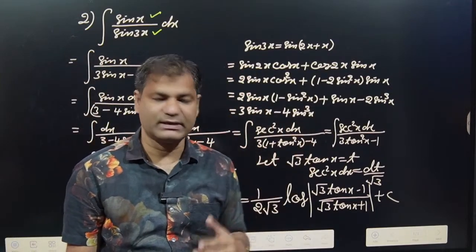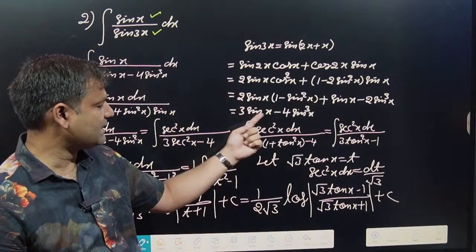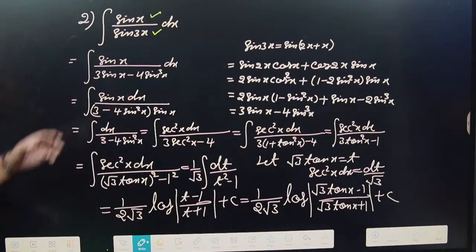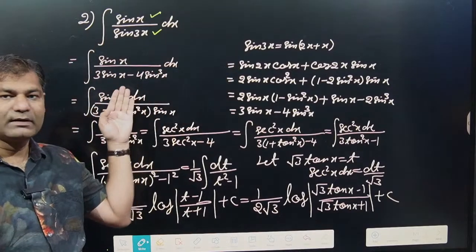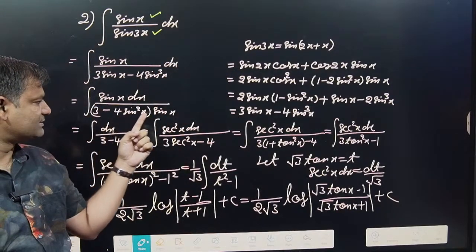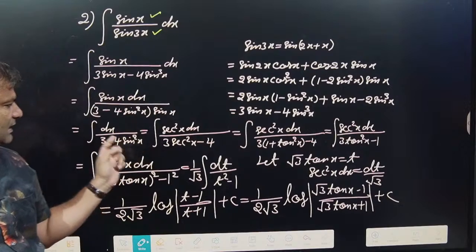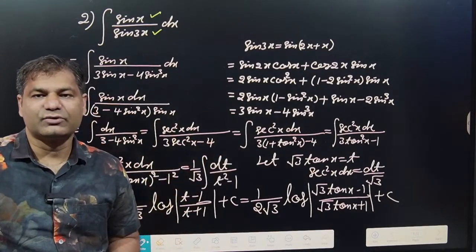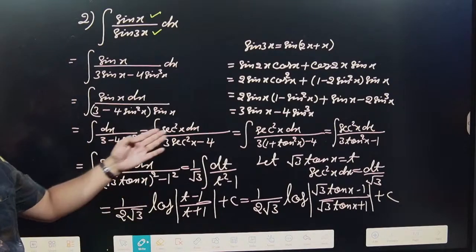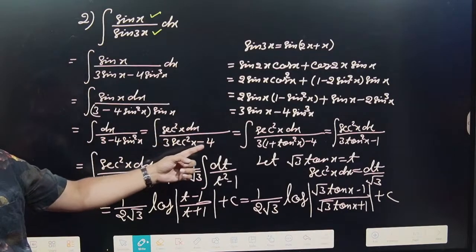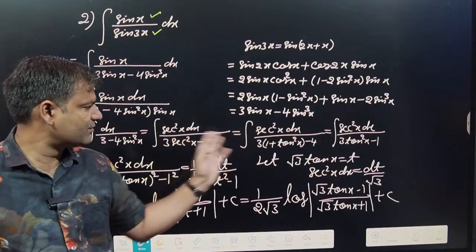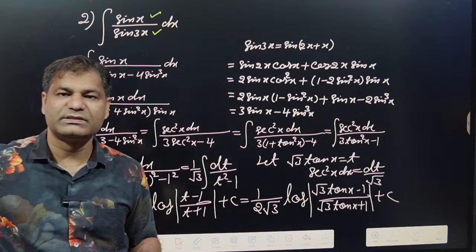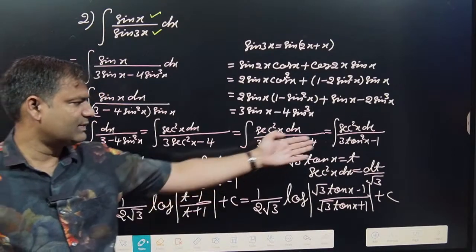All cos converted into sin. Then we got 3 sin x minus 4 sin cube x. After that, simply put that value in the denominator. If sin x is common, then sin cancels. If we divide numerator and denominator by cos square x, we got sec square x dx divided by 3 sec square x minus 4. After that, sec square x is replaced by 1 plus tan square x. So finally we got that.